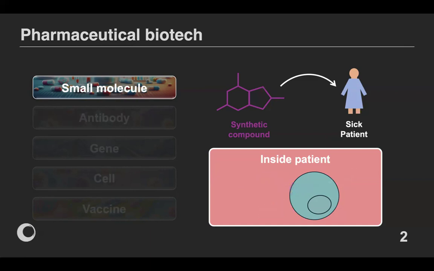Another way that these synthetic compounds can work is through some sort of intracellular component, which oftentimes is going to be an enzyme. The idea here is that the synthetic compound starts interacting with this intracellular component such that you can have some sort of beneficial response within the patient.